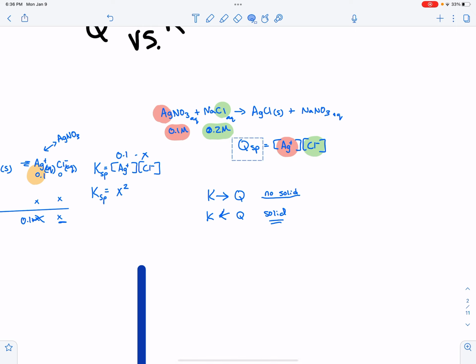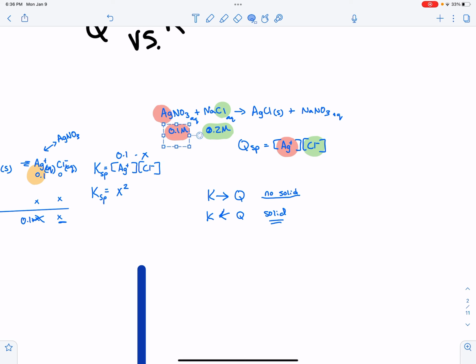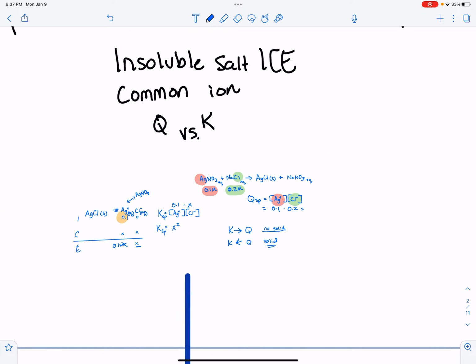So what we do to get the Q is we have to find the match for Ag, and it's right there. I've color-coded it, so it's 0.1. So I'll plug in the 0.1, and then over here I've got to find the match for Cl, and that's 0.2. So when I solve that, that gives me my Q. And again, like I said, I get the K from a chart, I compare them, and that's how I know if there's a solid or not.